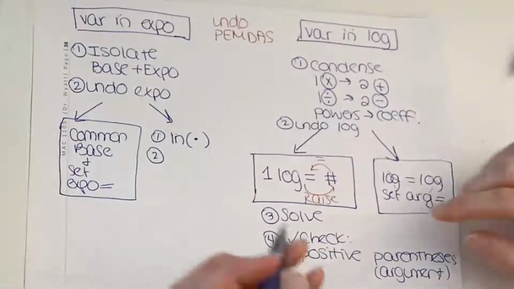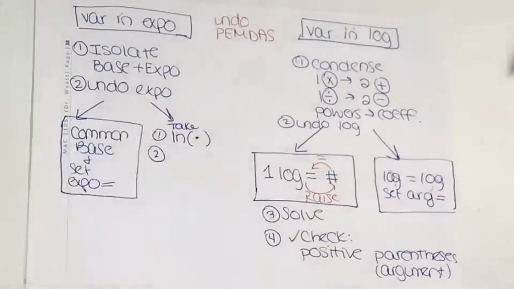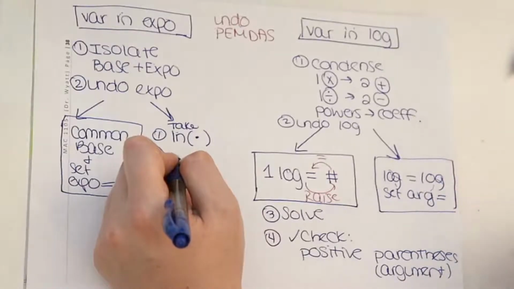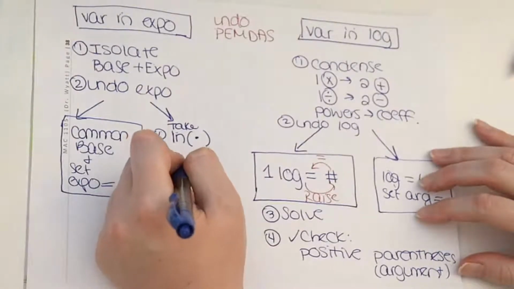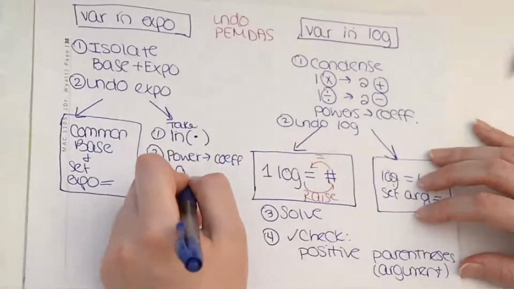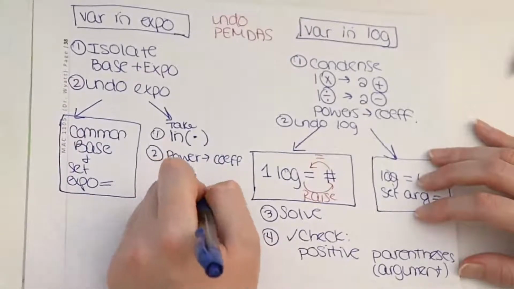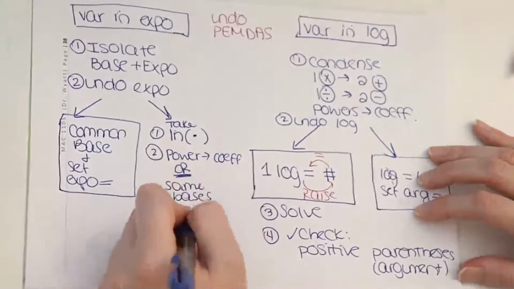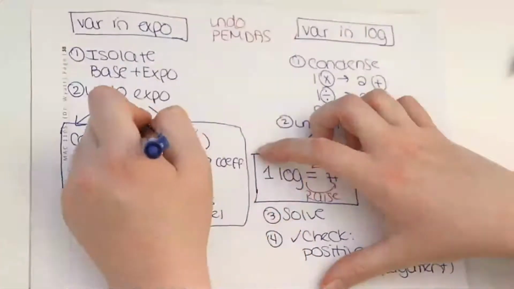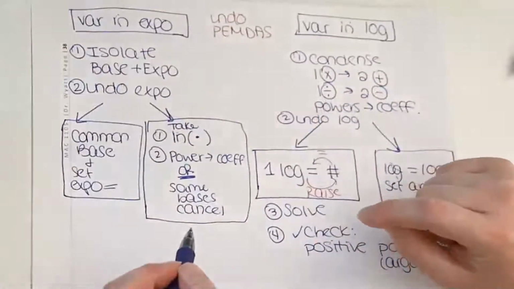So the log properties again are going to be that you are going to either have the same bases cancel, or bring the power down in front as a coefficient. So it's either going to be the power going down in front as a coefficient, or the same bases cancel. Okay. And you'll notice for exponential equations, whatever answer you get, that is your answer for the exponential equation.